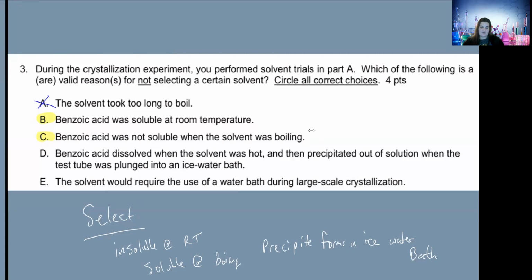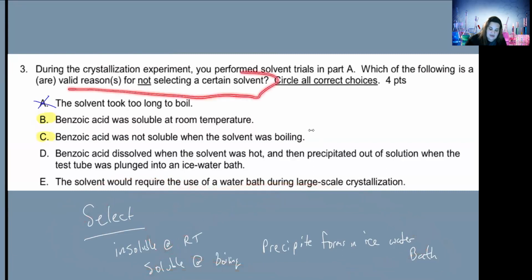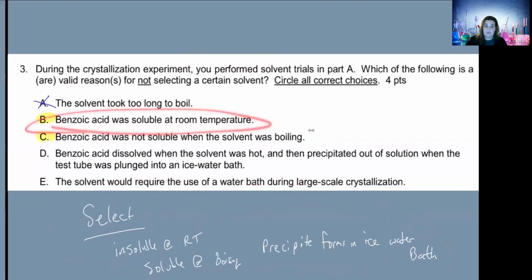Right? D is something that we would want to happen. Here we want things that we shouldn't want to happen. Is this making sense? I feel like it's reverse logic. It's kind of messing with my head a little bit when I say it. Basically, we want the opposites of these. These are good things. We want things that are valid reasons for not selecting a solvent. So insoluble at room temp is good. Soluble at room temp is bad. So that's valid. That's why we're not going to pick that one.